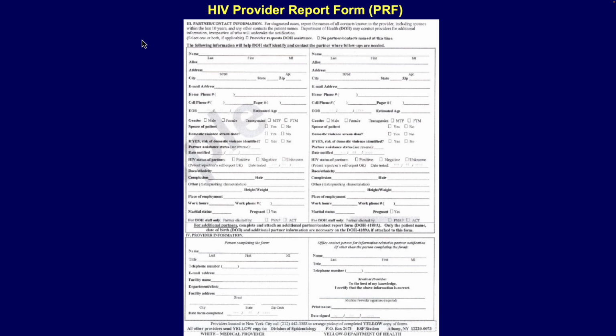Much of the second page of the provider report form for HIV is devoted to capturing information on sex and needle sharing partners, as well as details on the provider who made the diagnosis, which becomes important if additional follow-up is needed.